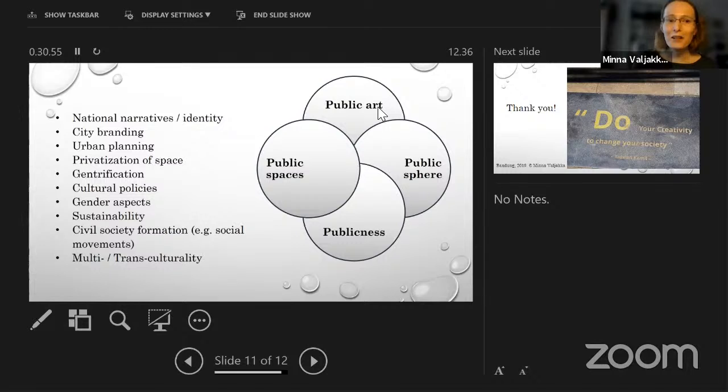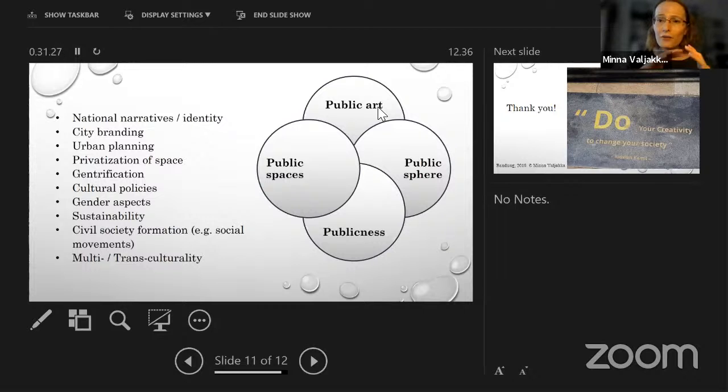Of course, privatization of space is a big issue. The shopping malls, the parks, and more areas around you are actually owned by corporations. So what kind of art do they want to bring to you? What do they allow you to do? And this, of course, relates to gentrification, because art is always kind of accused of causing gentrification in the cities. So whether that happens or not, that's a good question.